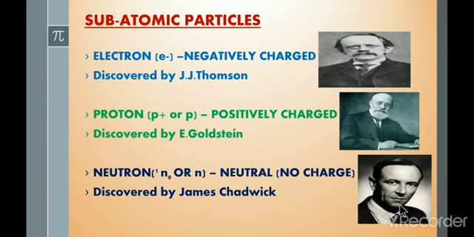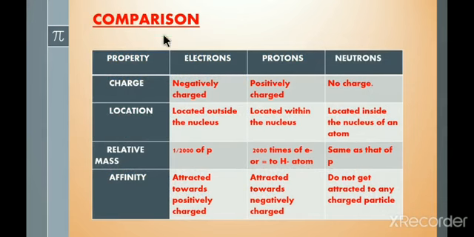So students, here we have achieved our first learning outcome, that is now we can name the subatomic particles present in an atom. Next, let's compare the properties of these subatomic particles, electrons, protons and neutrons. The first one is charge: negatively charged, positively charged, no charge, that is neutral.